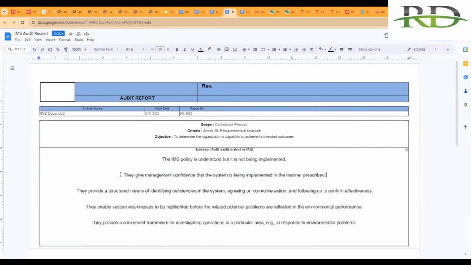You only have to summarize the audits and you have to address the frequently asked questions. So audits also give management confidence that the system is being implemented in the manner prescribed.